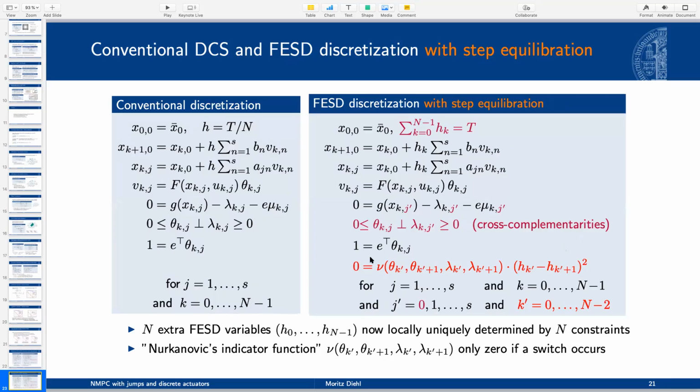And then there is this red line here. You have the step sizes of 2 subsequent intervals squared. They should be 0 if the function u is non-zero. And this function u is even more complicated, so I spared it. I call it Nurkanovic's indicator function. It's 1 if you do not have a switch, and it's 0 if there is a switch.